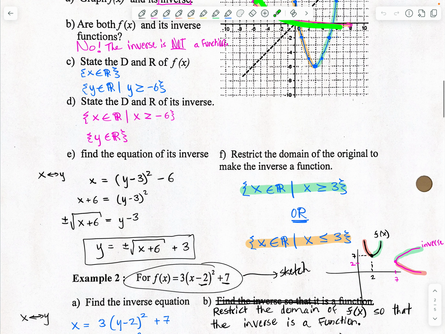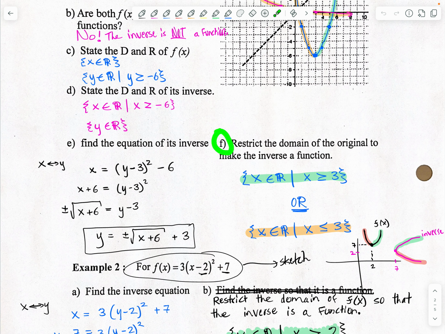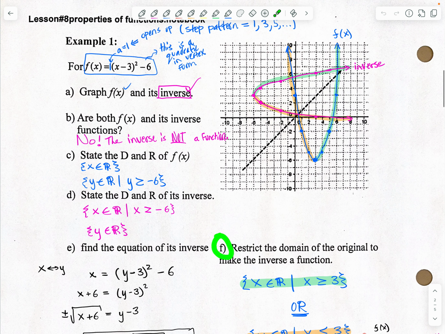All right. Now this part right here is interesting. It's restrict the domain of the original f of x, so that the inverse is a function, right? So I have two options here. I can either pick the right side, which is x larger or equal to positive 3. So that side highlighted in green would give me a y larger or equal to 3 for the inverse. That green line right there that we could see highlighted would be a function. So that's what this represents.